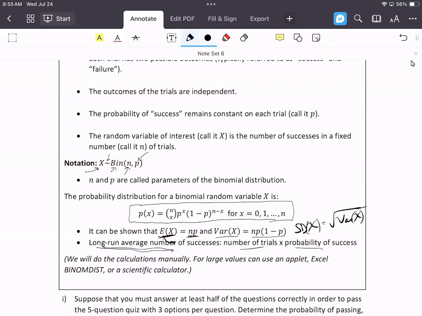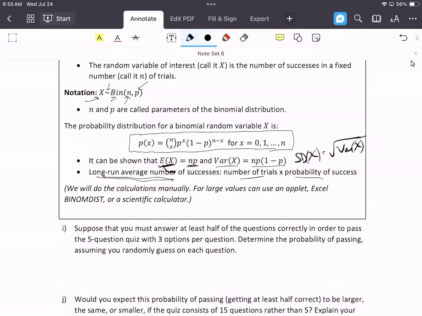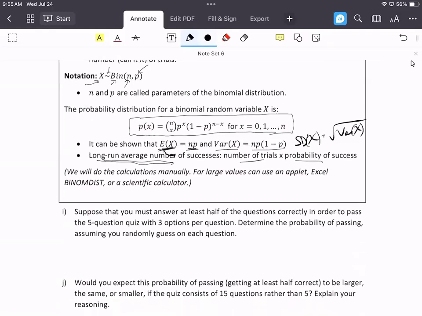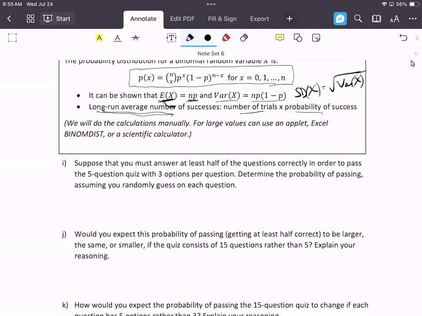Now, in this class, we do the calculations manually. For large values, you could use an applet, or Excel's binomial distribution function, that's the name of the function in Excel, or a scientific calculator will frequently have this as an option for binomial. Now let's go back and wrap up that question we were working on.